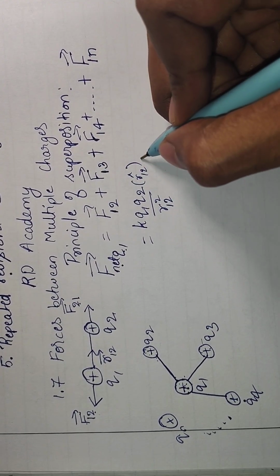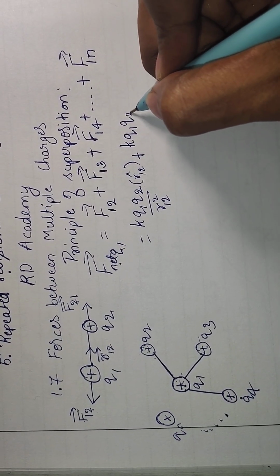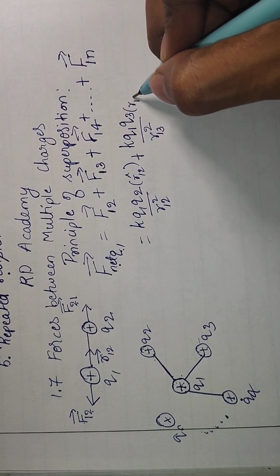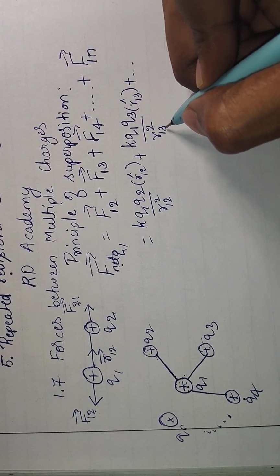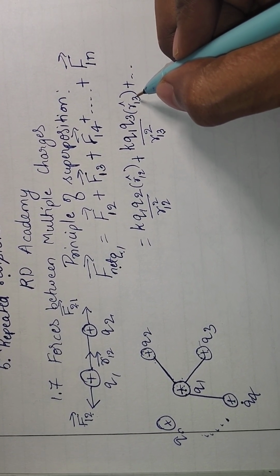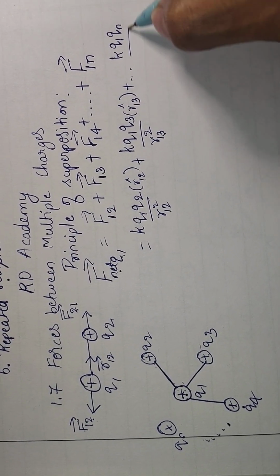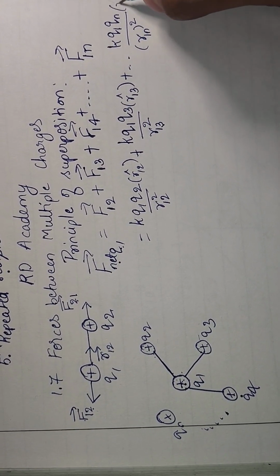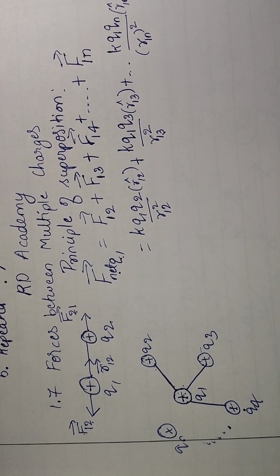Similarly, F13 I can write as K Q1 Q3 by R13 square into R13 cap. Similarly, for F14 everything remains the same, but in place of R13 and R13 cap you will get R14 and R14 cap. Now for the last one I can write it as K Q1 Qn divided by R1n square into R1n cap. Now this is the principle of superposition.